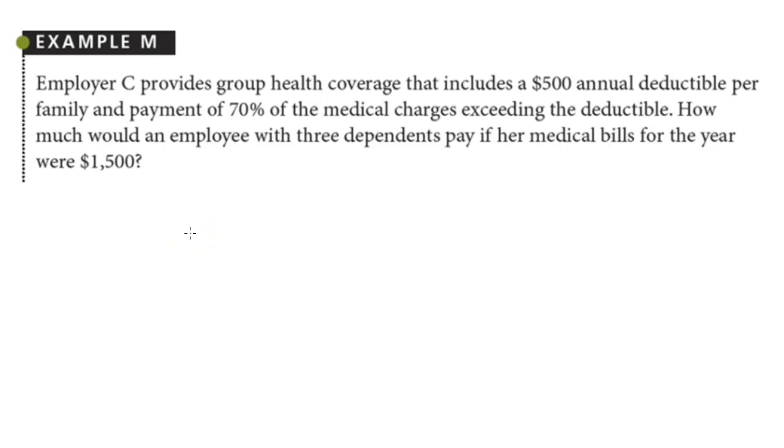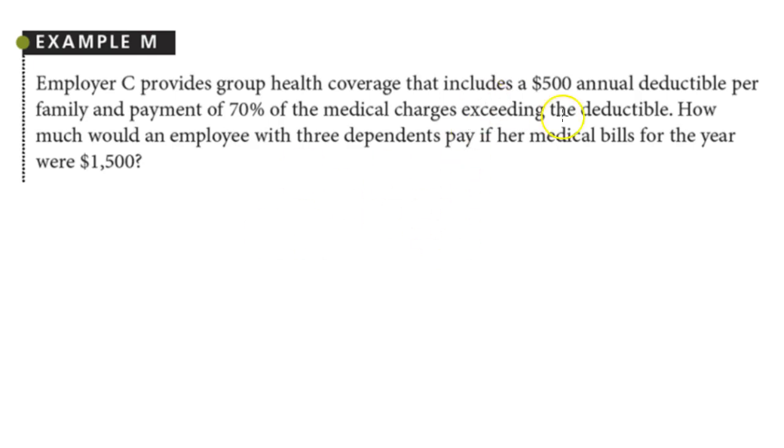All right, so we have example M here, and we have an employer who provides group health coverage that includes a $500 annual deductible per family. So the whole family deductible is $500, not per person, and also the payment of 70% of the medical charges. So that's how much the plan covers. The insurance covers 70% of the medical charges, and that's for after the deductible.